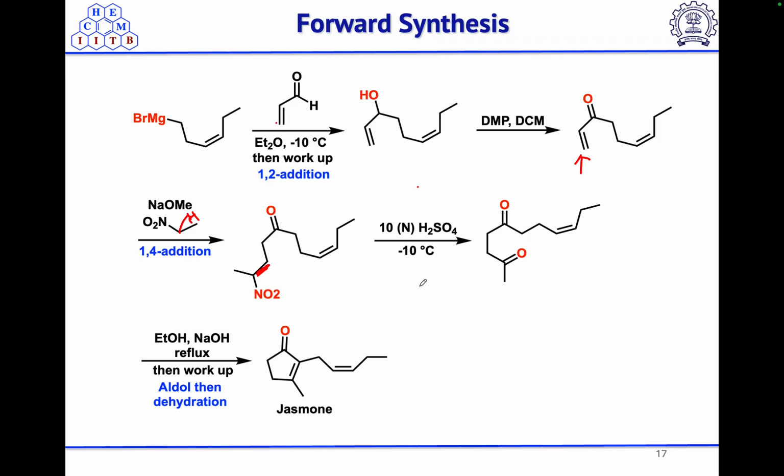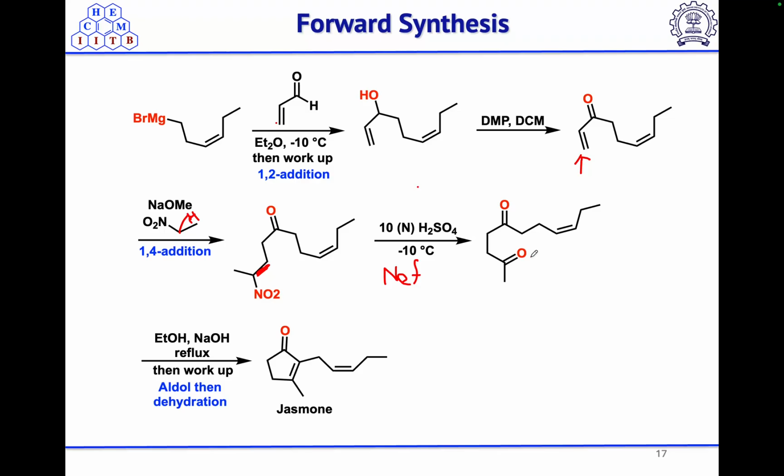Professor Samik Nanda has already discussed the NAP reaction. Many reagents can be used: acidic conditions, basic conditions, or neutral conditions like TiCl3, titanium trichloride, which is a reducing agent. We can carry out the NAP reaction using any of these conditions. Here we use 10 normal H2SO4 to get this conversion of nitro to carbonyl group.